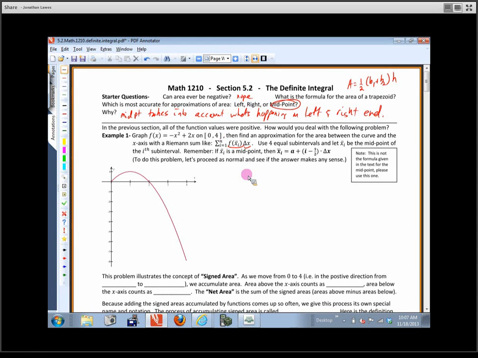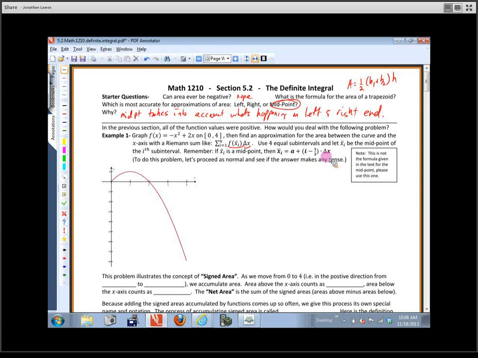It says very specifically, use 4 equal subintervals, and let x i bar, there's that little bar across there, and I think we've talked about that in this class. Whenever you see the word bar, it kind of means average. So this is going to be the midpoint of the ith subinterval. So we are going to use a midpoint approximation for this. Remember, it says x bar i is the midpoint, and here's the formula.